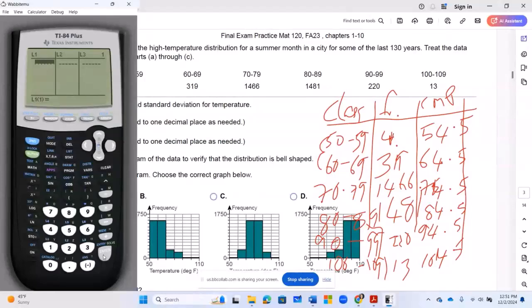All right, so after I cleared L1 and L2, what I'm going to do is put in the class midpoints. So the first class midpoint is 54.5. Then 64.5, which is greater by 10, 74.5, 84.5, 94.5, until I get to 104.5.